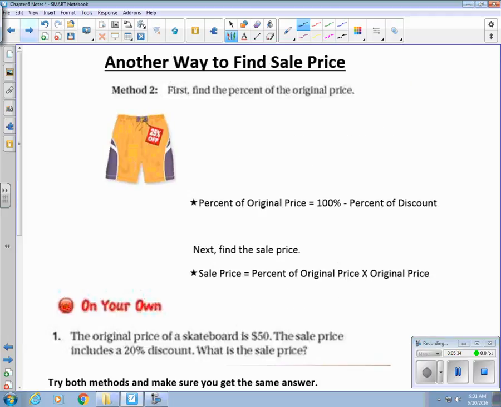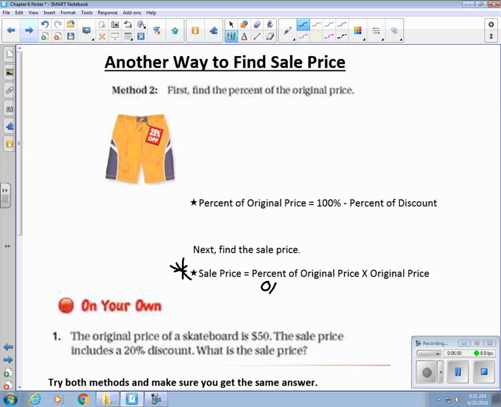Method number two is right here. And we'll look at this equation down here. This is the one that we got to end up with. The sale price is equal to the percent of the original price times the original price. So this is more of a percent change kind of question here. We want to know what percent of the original price are we going to be paying times the original price.